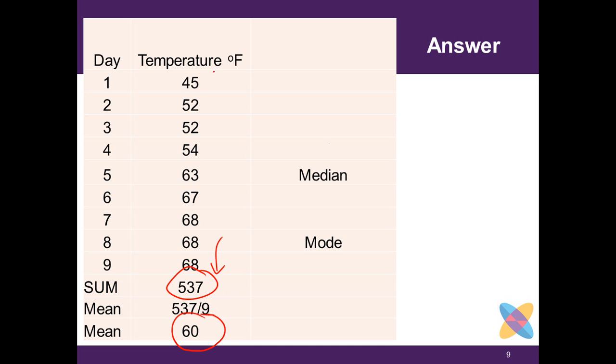Now, you put them in order from the smallest value to the largest value. You have 9 numbers. 5 is the middle number, or day 5 was the middle day. So the temperature on day 5 was 63, so 63 is your median value. The temperature that appears most often is 68, so 68 is the mode.